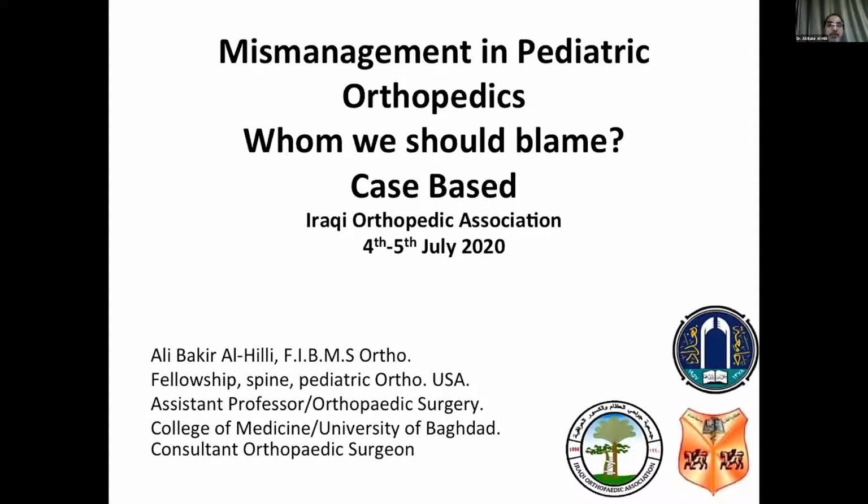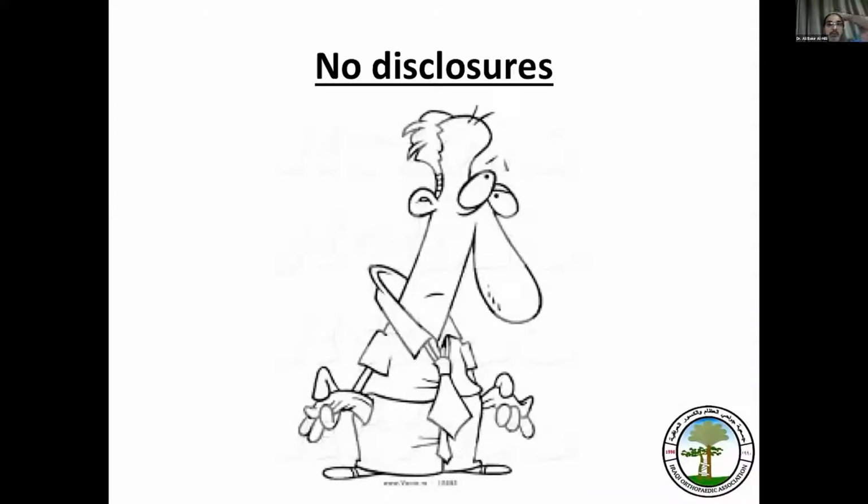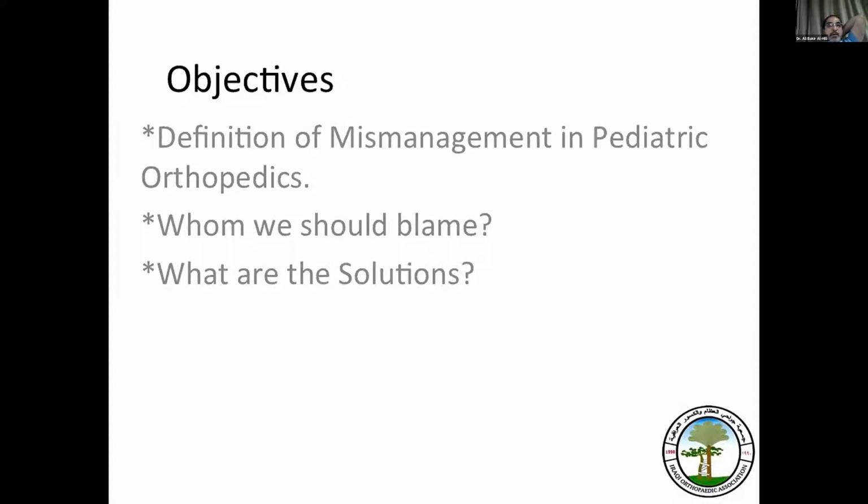Today, I'm going to talk about an experience. It is case-based, all about pediatric orthopedics. I need to know a problem and what is the cause of these problems. I have no disclosures related to this talk. Our objective today is to know what mismanagement in pediatric orthopedics is. Mismanagement does not come from the surgeon alone, it is multifactorial. Who should we blame and what are the solutions?